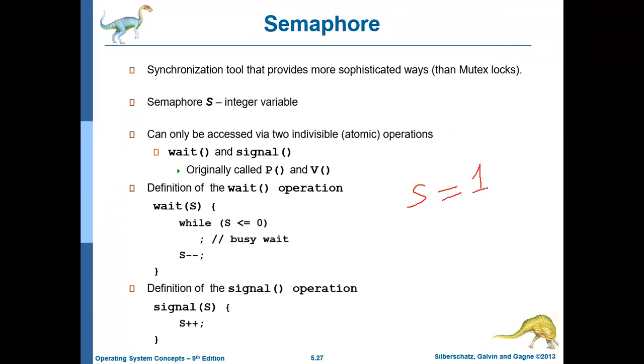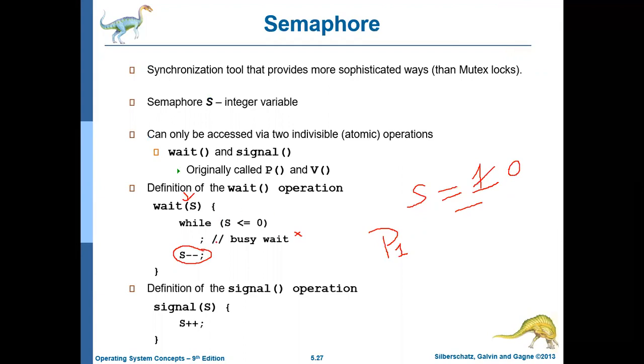Now say a particular process P1 wants this resource. It can be any resource, a printer, a joystick or any other. This process comes and checks whether the resource is available or not. It calls wait: while S is less than or equal to 0. S is not less than or equal to 0, so it won't get into busy wait. There is no busy wait. Rather, it will decrement S. So now S is no longer 1, S becomes 0.